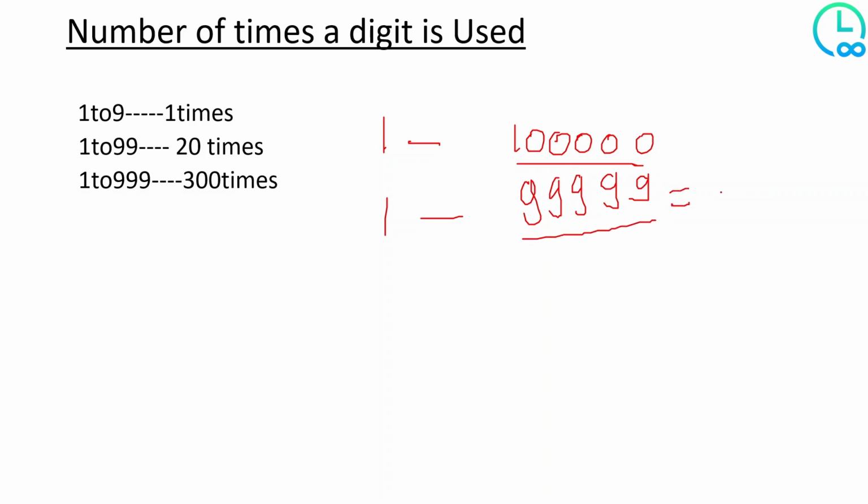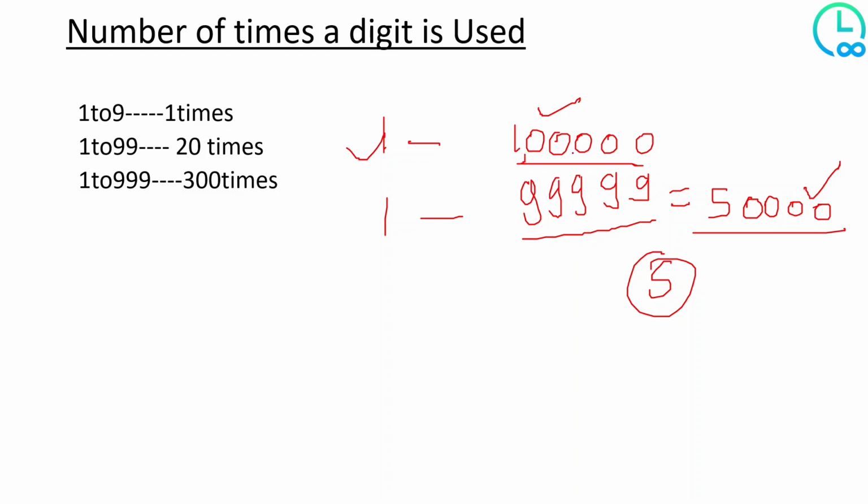So 5 times 9 are there, so 5, and the number of zeros will be 4, 5 minus 1, that is 4. So this many times 5 will be used when you write numbers from 1 to 1 lakh. When you write numbers from 1 to 1 lakh, 5 will be used 50,000 times. So this was regarding all the numbers except 0.